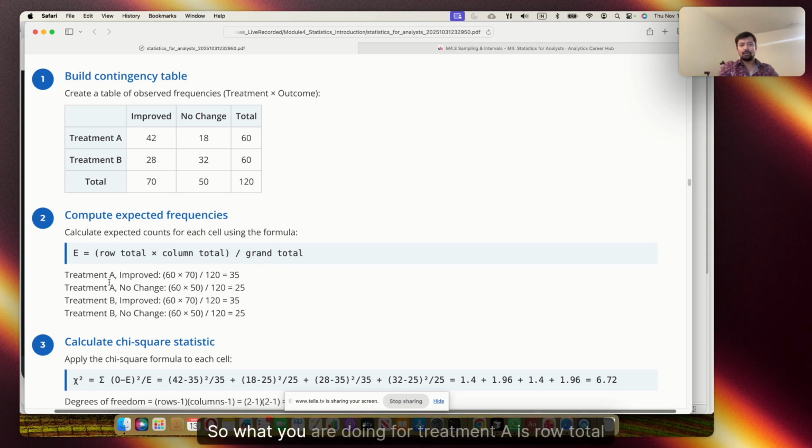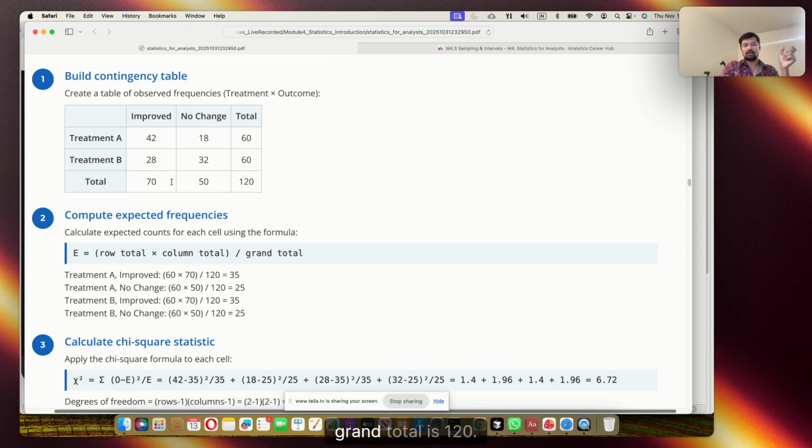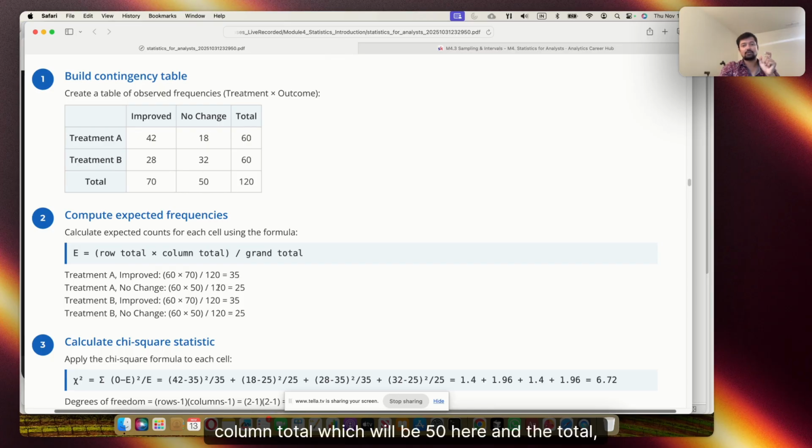So what you are doing for treatment A is, the row total is this, the column total is this, and you divide by the grand total. Grand total is 120. So for treatment A, improved is 35. For treatment A, no change: the row total will remain the same, then the column total, which will be 50 here, and the complete total. So you will get 25.